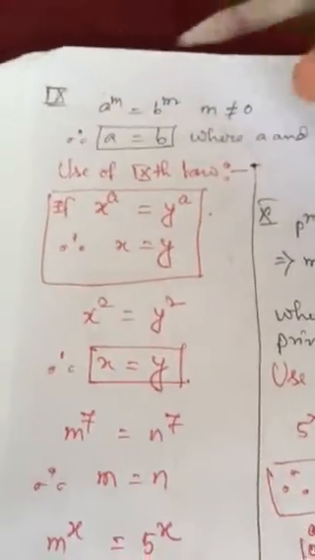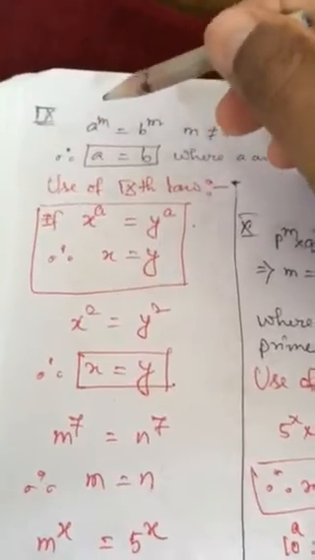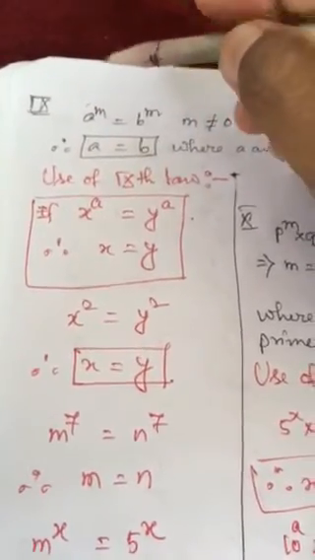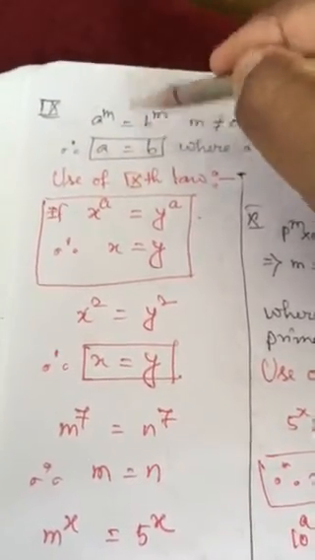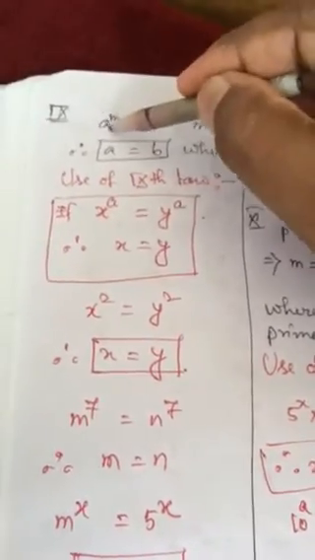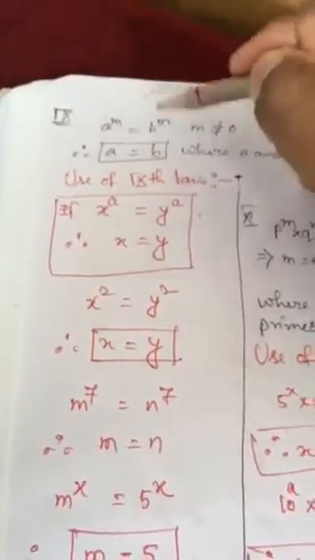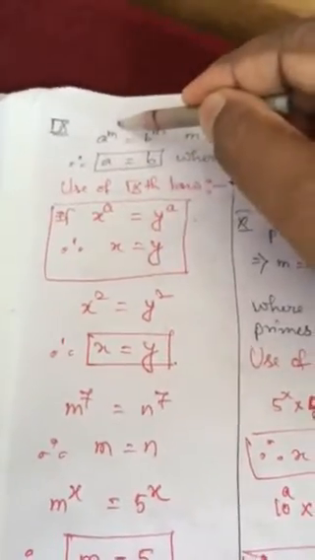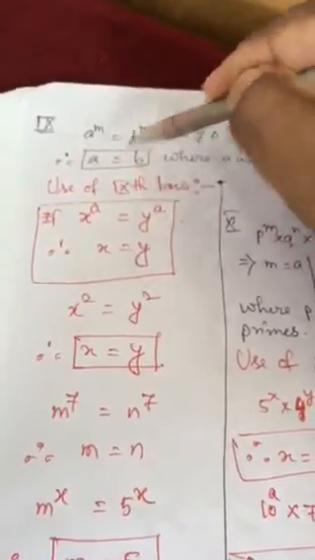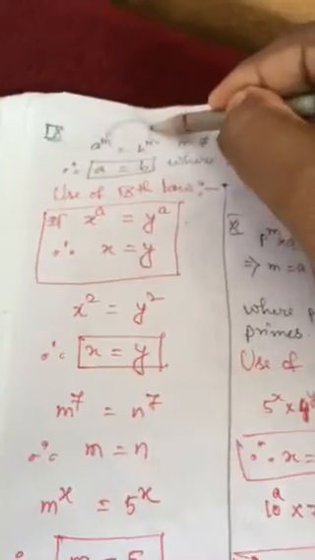Now I am going to discuss the 9th law of indices. It is similar. In the 8th law we understood that if bases are the same, powers are equal. Now in this case powers are the same and bases are different. If powers are the same, bases will be equal. A to the power m equals b to the power m can be written as a equals b, because powers are the same, so bases will be equal.